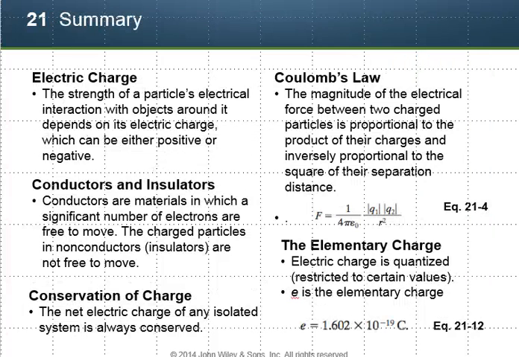And I believe that gets us to the end. So to review, we have electric charge, we have conductors and insulators, charge is conserved, we have Coulomb's law, all right, F equals 1 over 4 pi epsilon naught, the product of the magnitudes of the charges divided by r squared, and the elementary charge is 1.602 times 10 to the minus 19th coulombs. And that is it for chapter 21.